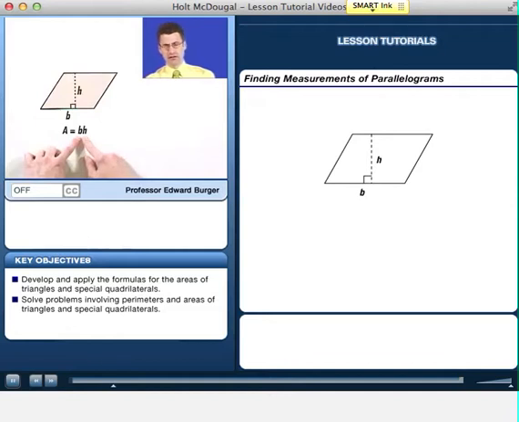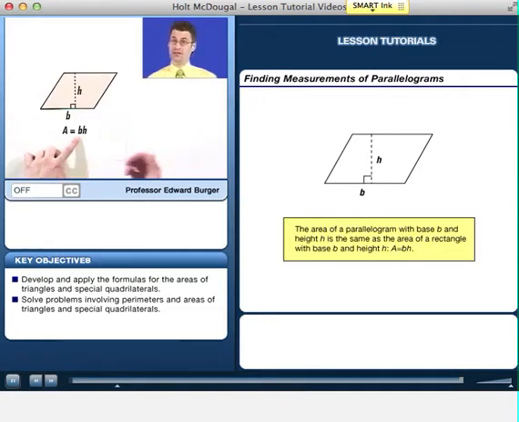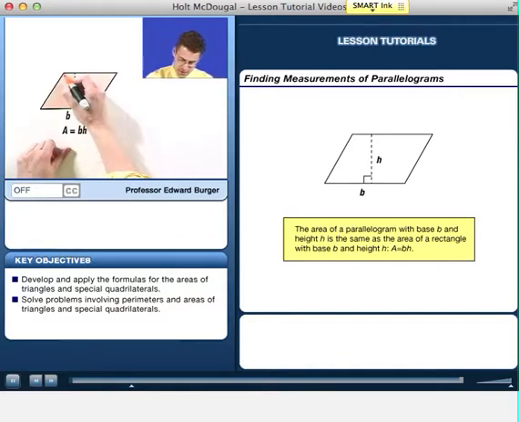Now, does that sound familiar? Sure does. It sounds like the area of a rectangle, right? Base times height, length times width. Can we see that really happening here? Absolutely. Let me show you how, in terms of just area thinking, a parallelogram can be viewed as a rectangle. Suppose I just chop off this little triangle piece right here.